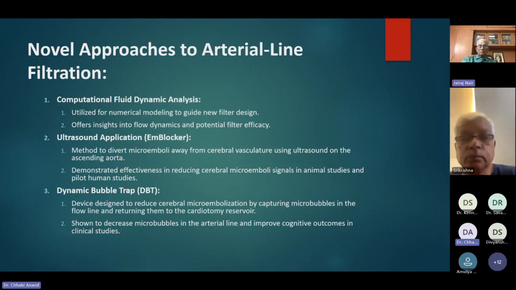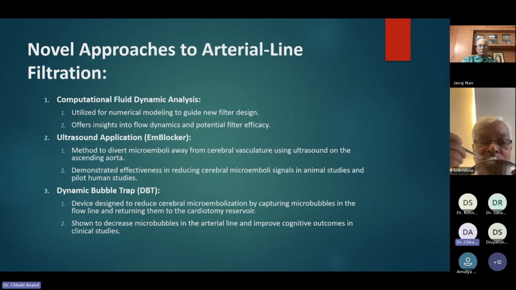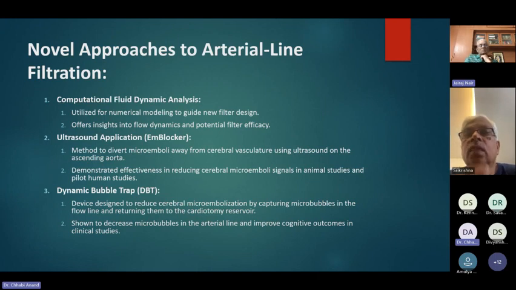Dynamic bubble trap, a device designed to reduce cerebral microembolization by capturing microbubbles in the flow line and returning them to the cardiotomy reservoir. Shown to decrease microbubbles in the arterial line and improve cognitive outcomes in clinical studies.